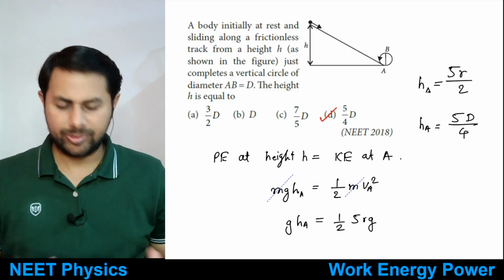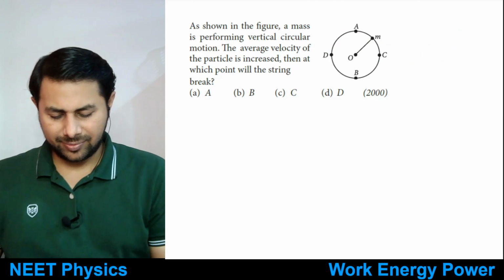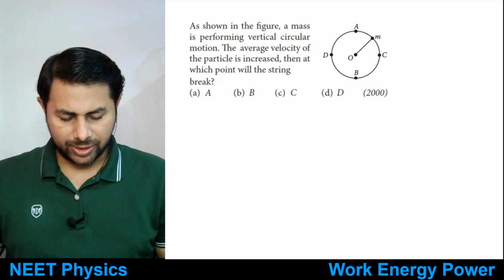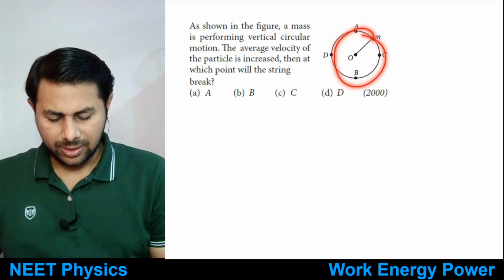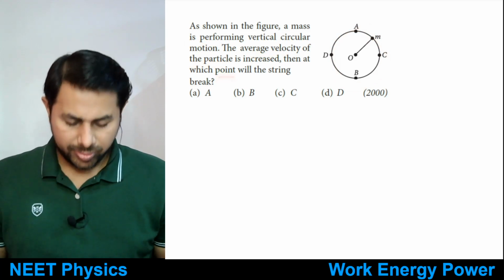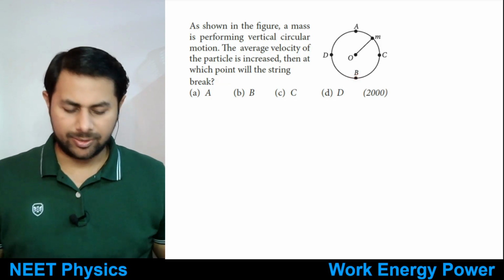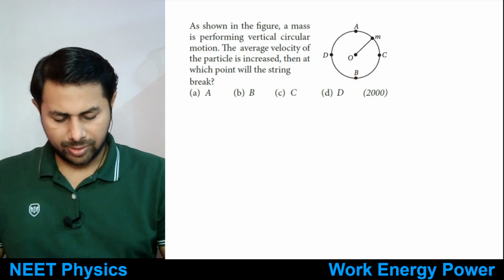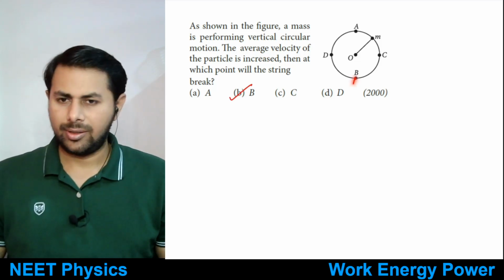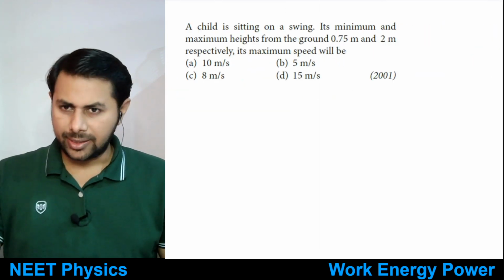What's the minimum speed in the vertical circular motion? All right, let's see the next one. As shown in the figure, the mass is performing vertical circular motion. This mass is moving in a vertical circle. If the average velocity of the particle is increased, then at which point will the string break? Again this is repeated. We know that it is point B, because tension would be maximum at point B. B means the bottom, right? Okay, let's see the next one.